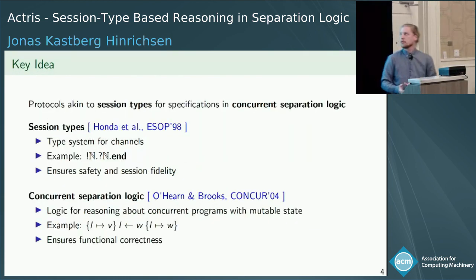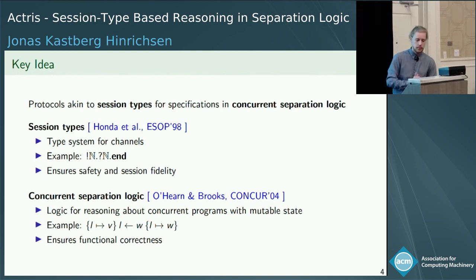So the key idea to solving this is to create protocols that are sort of akin to session types, and use them as specifications in concurrent separation logic. Now, session types are a type system for channels, meaning that they sort of double as a protocol specification, a very simple one at that, as you can see in this example up here, which states that a channel endpoint must first send a natural number, then receive a natural number, and then terminate. With session types, you can ensure safety and session fidelity, meaning that your program will not crash and messages will never be sent wrongly.